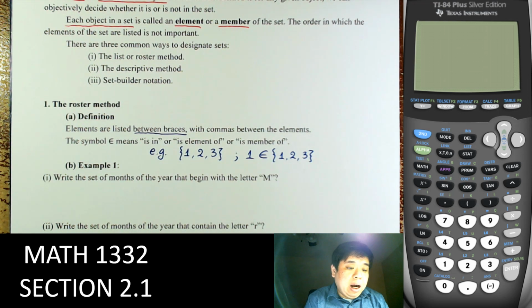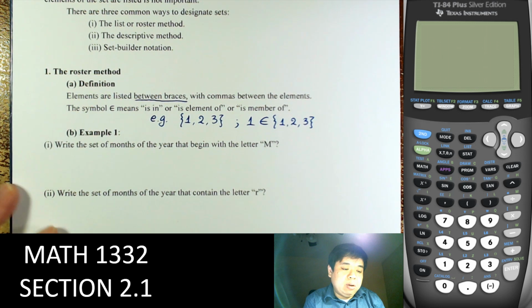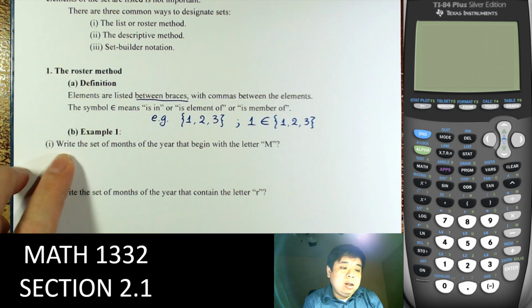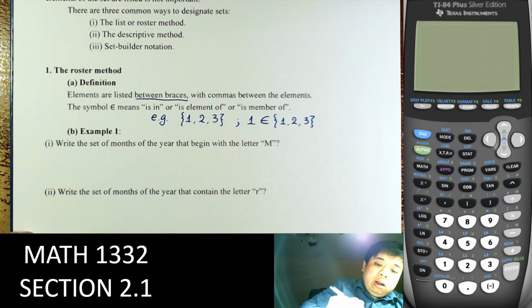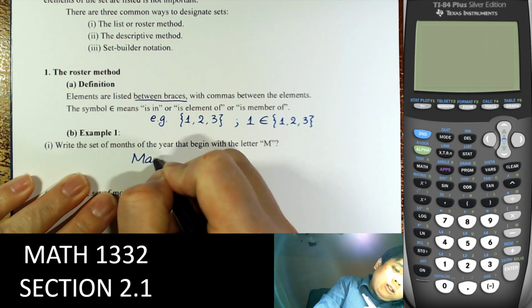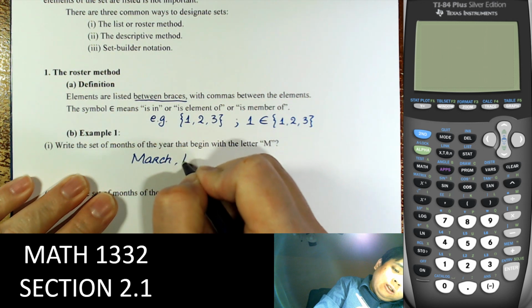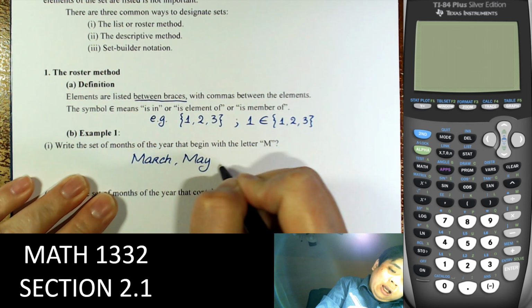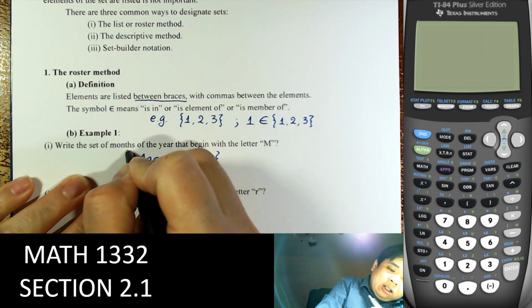Now let's look at some examples. Write a set of all the months of the year that begin with M. That would be May or March. To write a set, we use the curly brackets.